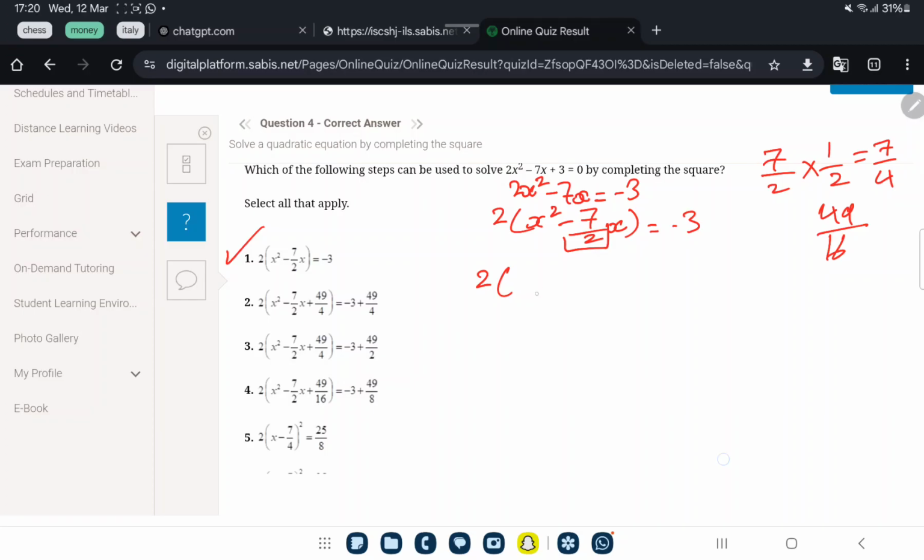So x squared minus 7 over 2 x plus 49 over 16. Again, you add it to the other side, but you multiply it by 2. You get minus 3 plus 49 over 5. Sorry, over 8, not 5. Yeah, 49 over 8.